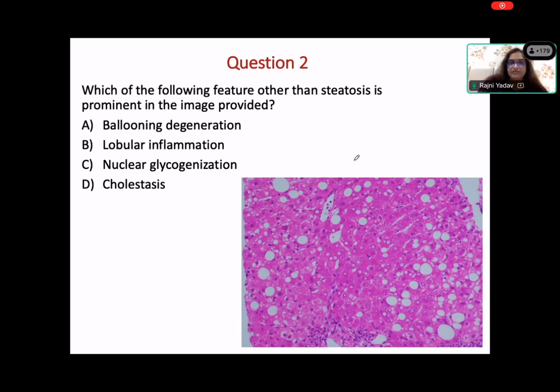So in this image, which of the following features, other than the macrovesicular steatosis, you can see a lot of steatosis. So other than steatosis, which other feature is prominent in this image? The choices are ballooning degeneration, lobular inflammation, nuclear glycogenization, or cholestasis.